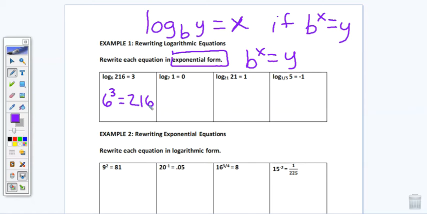Someone in this row. What's the next one? 7 to the 0 power equals 1. Guys, does 7 to the 0 equal 1? So is this statement true? You bet. How about this row?